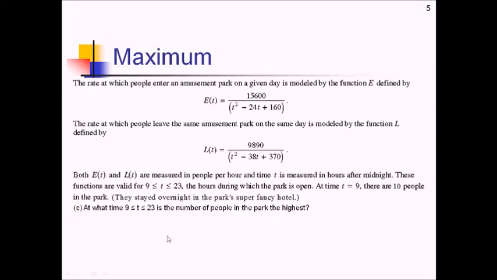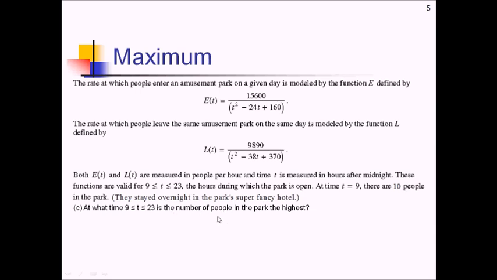For this next part of the problem, we want to know at what time between 9 and 23 is the number of people in the park the highest. Pause the video, give this one a shot. All right, so if I want to maximize the number of people in the park, I need to figure out critical values for the derivative of that quantity. So what's the derivative of this?